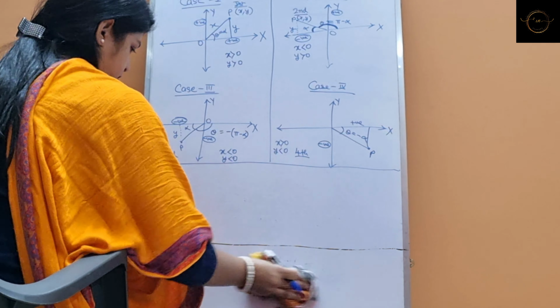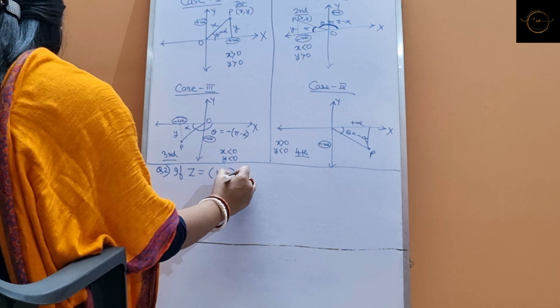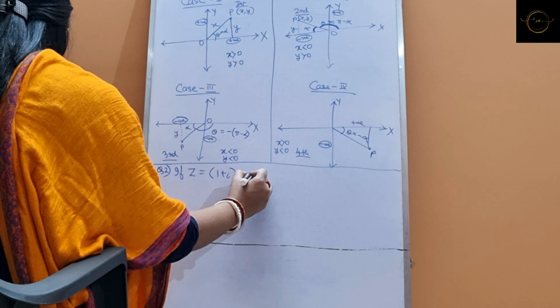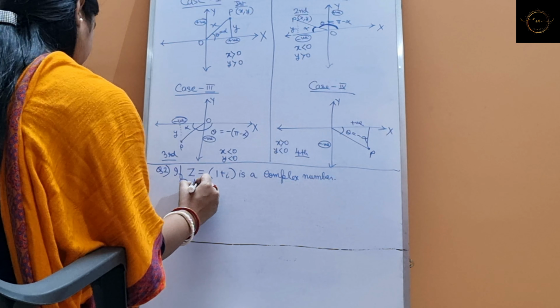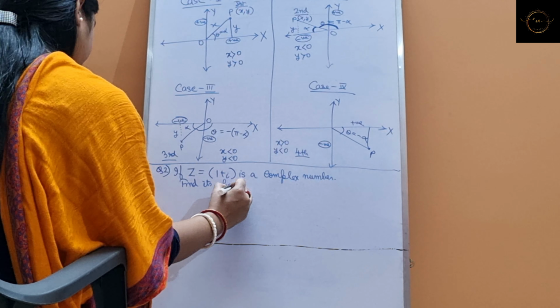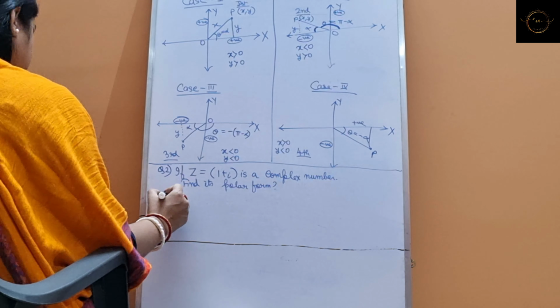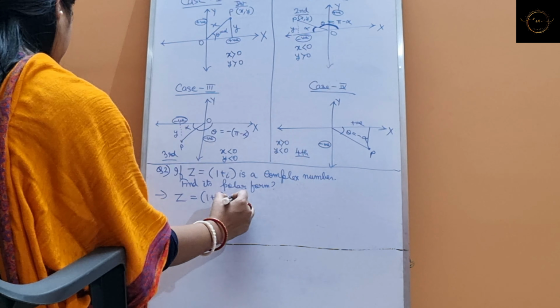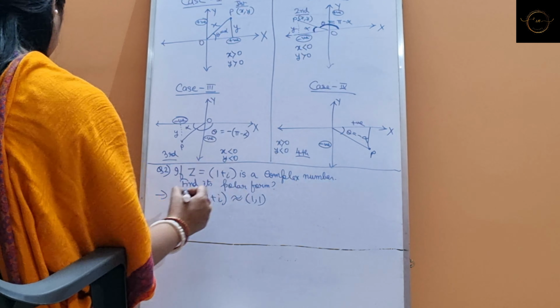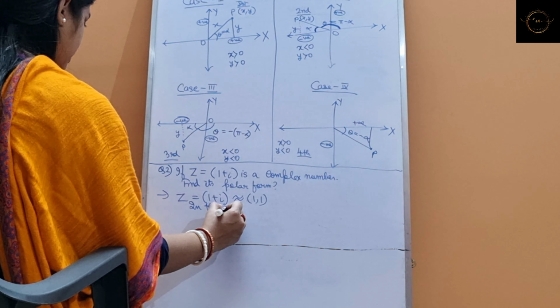Next sum we are doing, if z is equal to 1 plus i is a complex number, find its polar form. From the sum itself you can understand z is equal to 1 plus i. So the point is 1, 1. So it is in the first quadrant.